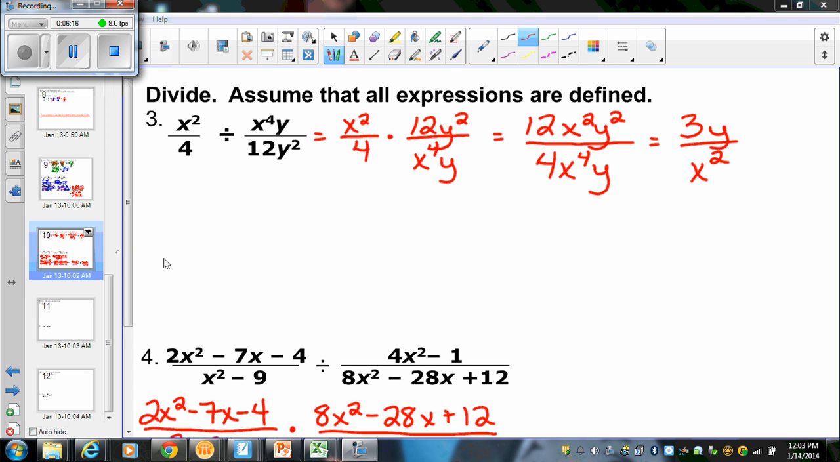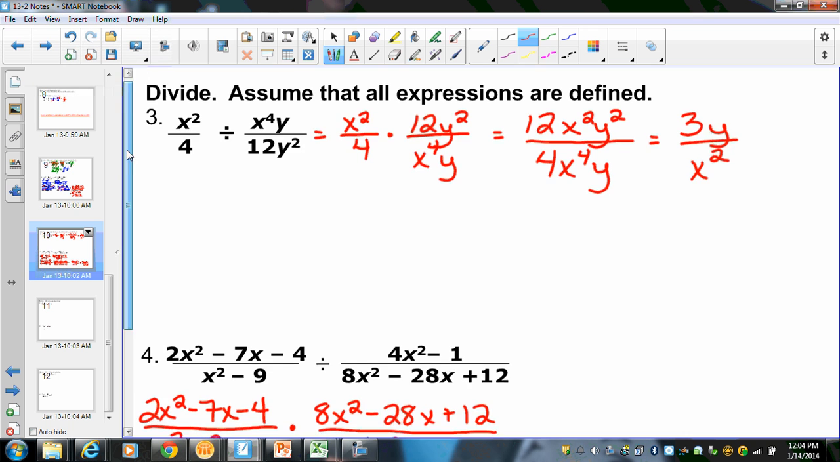Okay, so let's look here. On number 3, you should have hopefully taken the reciprocal of the second expression, and then when you multiplied everything through and simplified, you should have ended up with 3y over x squared for your answer. And if you need to pause the video at this point to look at my work and write some stuff down, definitely go ahead and do that.